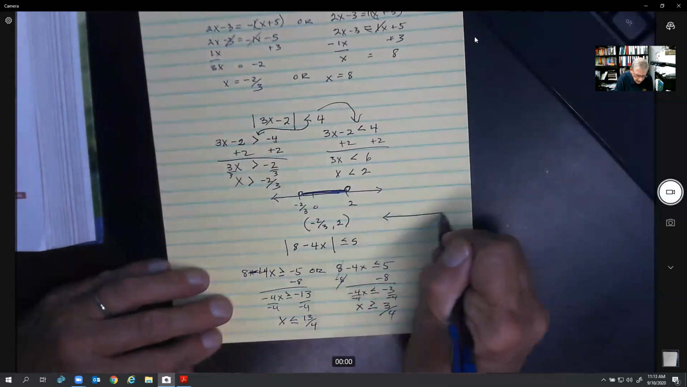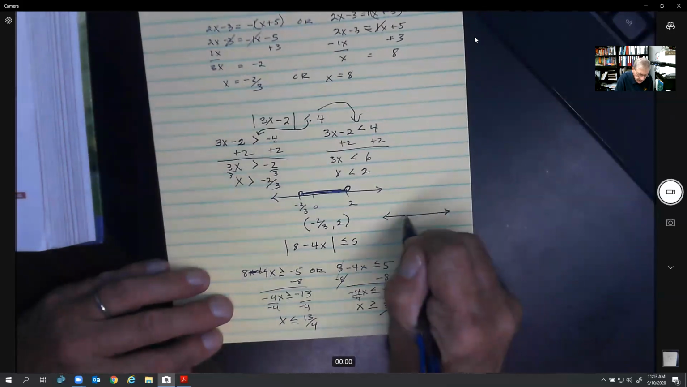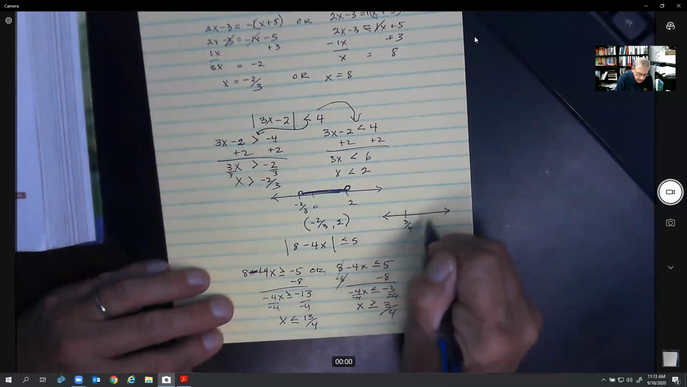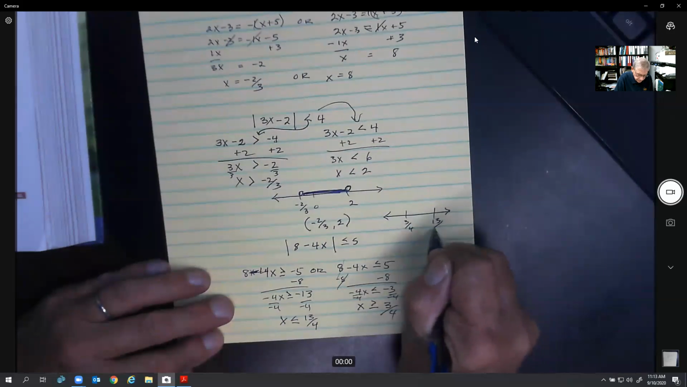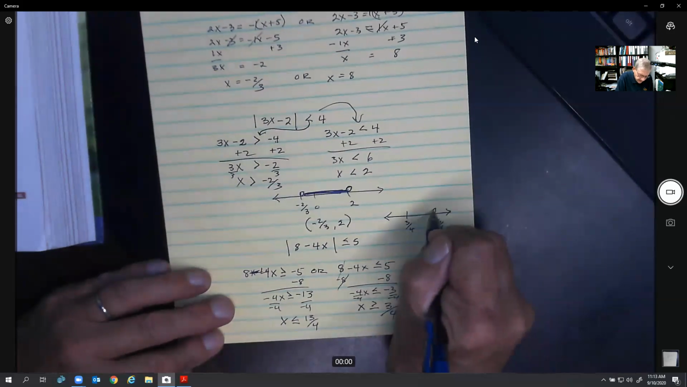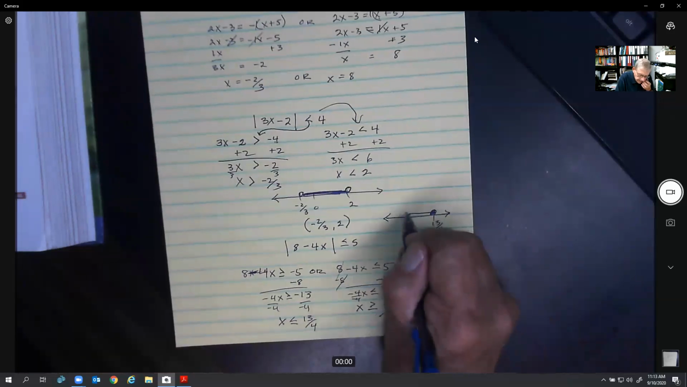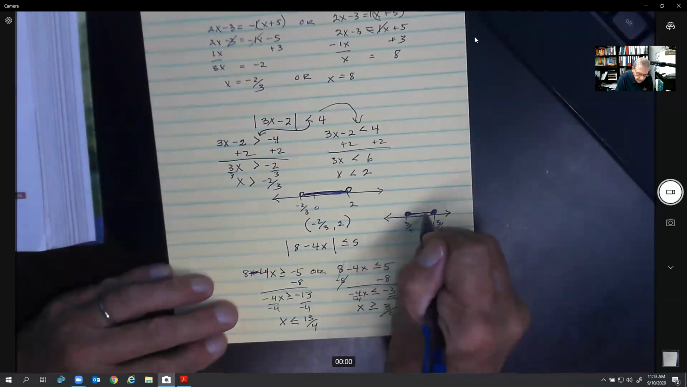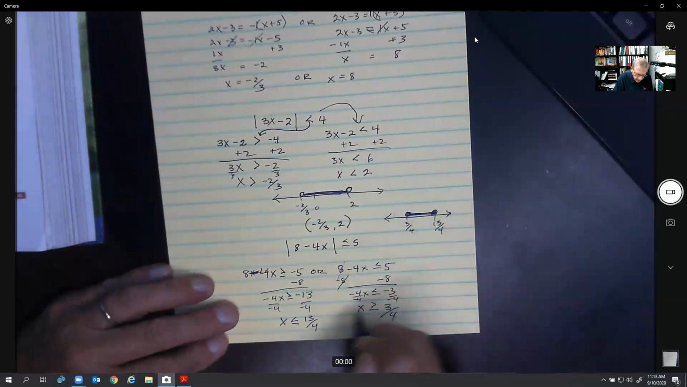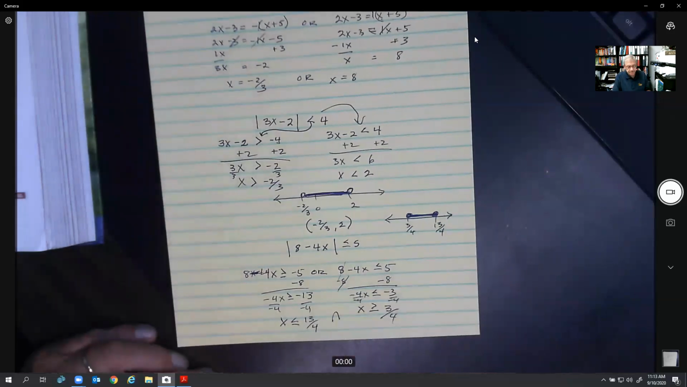A little hard to graph this one out. Here's 3/4. Here's 13/4. So it's less than this or equal. But then when it hits the 3/4, it's going to bounce back. So it becomes actually an and statement.